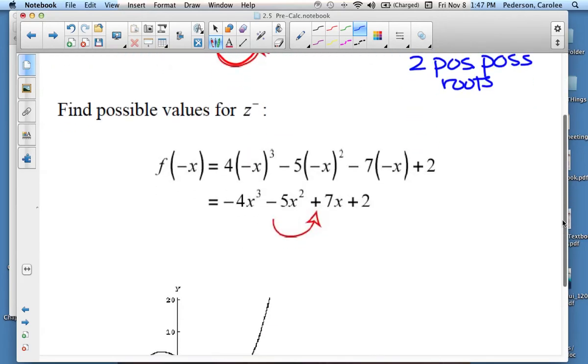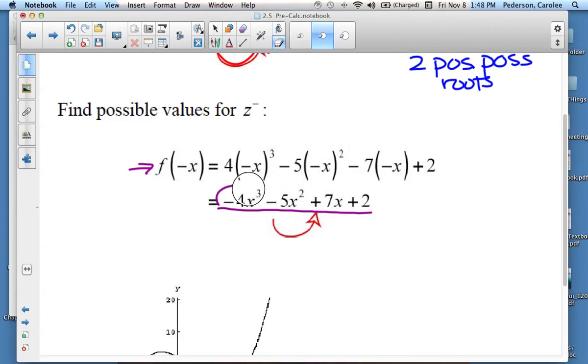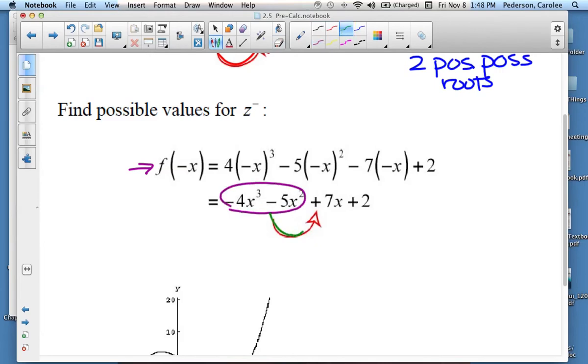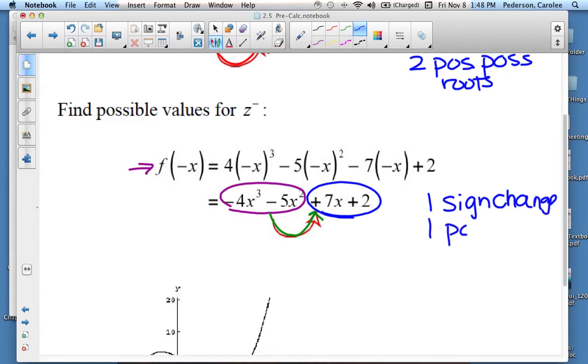If we take that function and we evaluate it, so here's the evaluation of it, and we get this function right here, how many sign changes will there be? So we have 2 negatives in a row. The first sign change happens from the negative to the positive, and then we have 2 more positives. So we only have 1 sign change. So that means you have 1 possible negative zero.